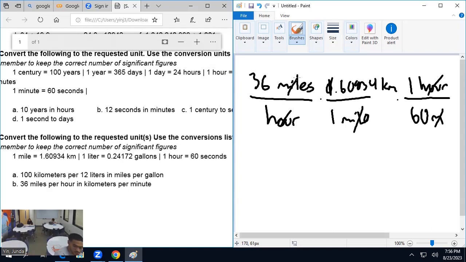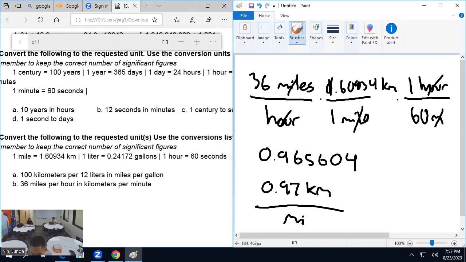The answer is 0.965604. There are 2 sig figs, so it's going to be 0.97 kilometers over 1 minute, per minute, sorry.